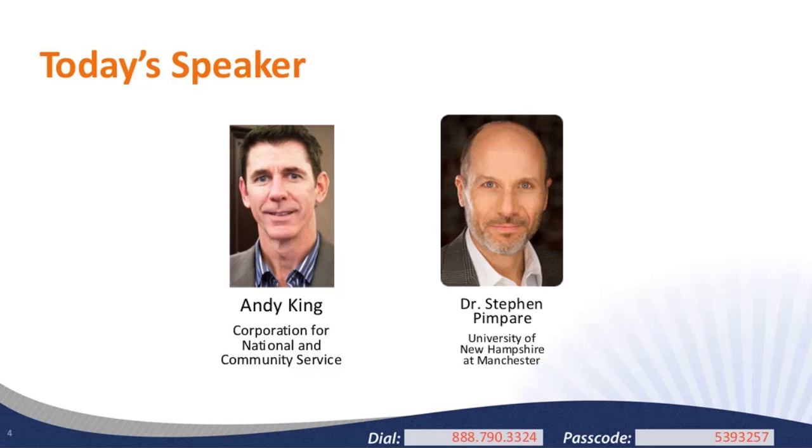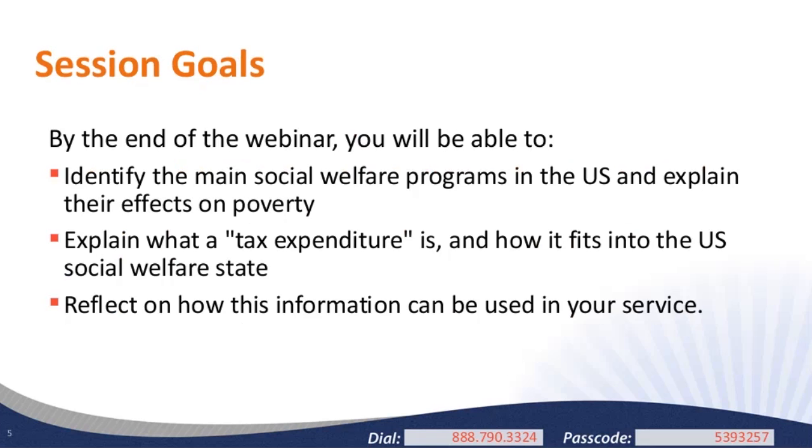Here's what we hope you'll get out of our webinar today. We hope that you'll be able to identify the main social welfare programs in the United States and then explain their effects on poverty. We'll spend some time looking at poverty changes since the war on poverty began, and we'll look at the role of social insurance and social assistance programs and discuss examples of each. We also want you to be able to explain what a tax expenditure is and how that fits into the U.S. social welfare state. So we'll talk about how they impact the budget and which groups benefit from various social welfare programs. And finally, we'll take some time so you can think about how you might be able to use this information in your VISTA service, and we'll give you some time to ask questions.